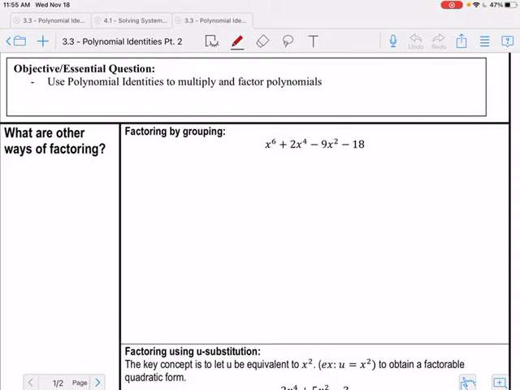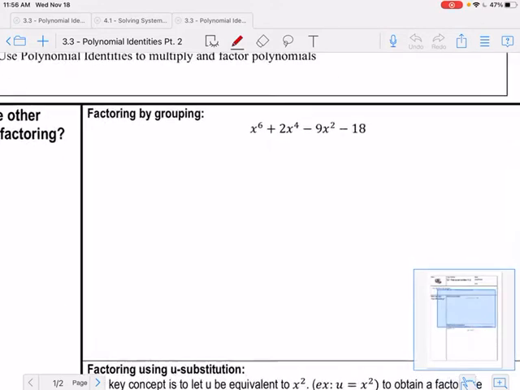So today, we're going to go over 2 more factoring techniques. So the question of the day: what are the other ways of factoring? So we have factoring by grouping and we have factoring using U substitution. Let's go over factoring by grouping.